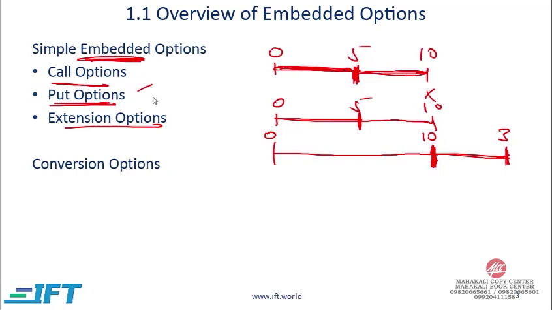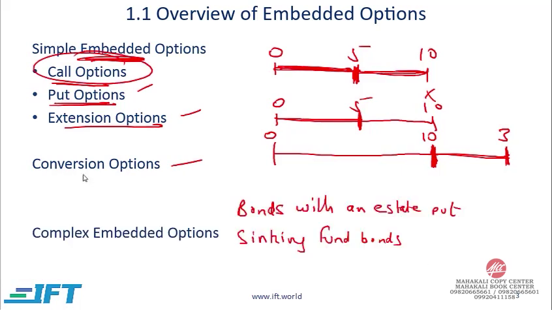Note that put options, extension options, and conversion options all benefit the bondholder, whereas call options benefit the bond issuer. Conversion options are generally categorized as complex embedded options, but given that this material is relatively more testable compared to other complex embedded options, I have shown it separately. And in fact, there is a full section in this reading on convertible bonds.